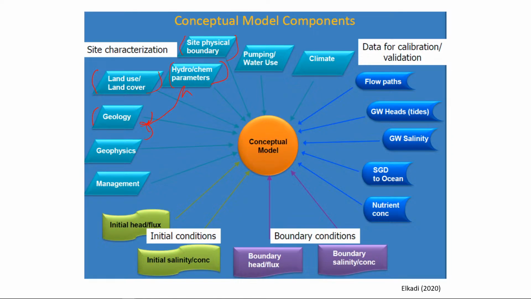So this will fall under site characterization. You need all this information to characterize your site. You also need to characterize your initial conditions. For example, if I'm simulating salinity from 1990 to 2025, I need my initial condition. I need to know what the salinity was in 1990.